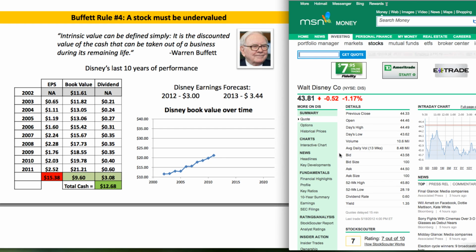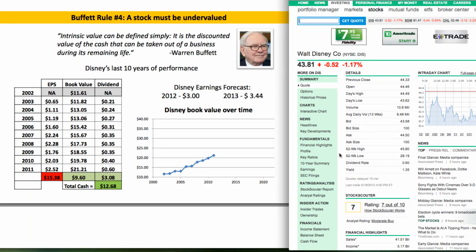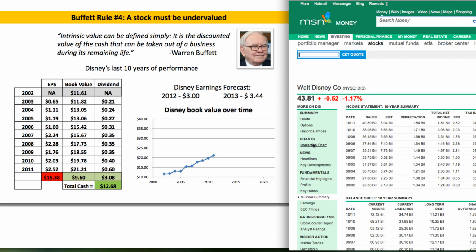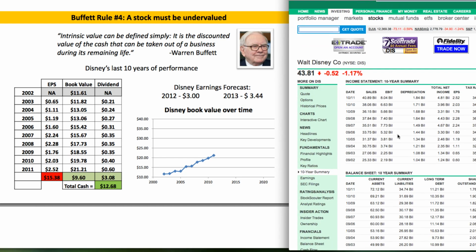And so the first thing that we're going to look at is the trend for the earnings per share over the last 10 years. Okay, so we go ahead and hit this 10-year summary, and when you click on that, it brings up our chart, and we can see that the earnings per share over the last 10 years are right here. So we got $2.52 in 2011, $2.03, and it just keeps on going down. And you can see I have all those numbers input into this chart over here on the left. Now I left 2002 blank because we're using that year as a baseline value for the book value.